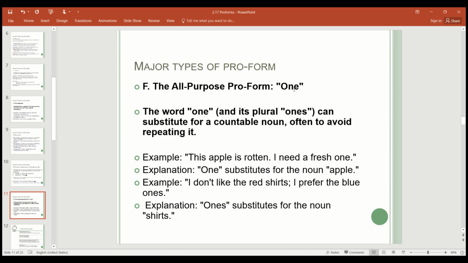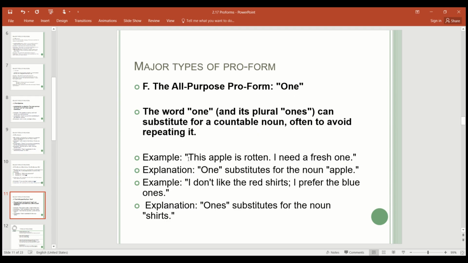The proform one is called the all-purpose proform one. Usually it is found with countable nouns, plural. If you want to pluralize it, it would be ones. And if you want to use it with singular cases, it would be one, used with countable nouns.